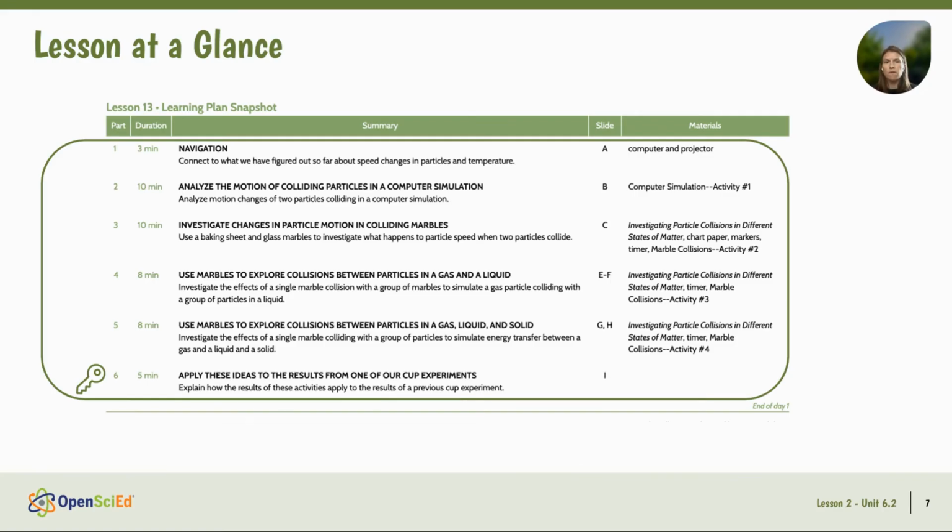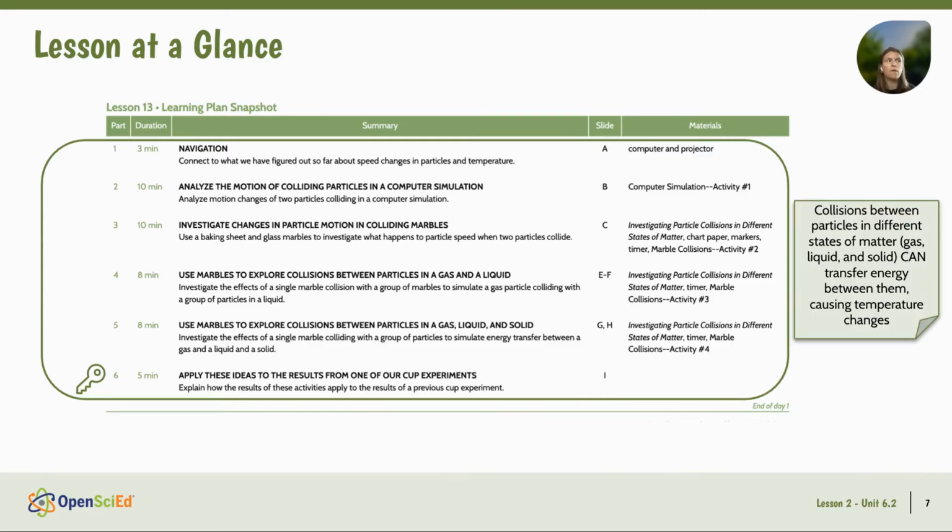Here we're looking at day 1 of this lesson and the first of 2 sense-making loops. We start by looking together at a simulator that is similar to one we used in the last lesson. Then we have a hands-on investigation using baking trays and marbles to investigate particle collisions between solids, liquids, and gases. Then we use what we figured out to explain one of our previous cup experiments. From all this, we figure out that collisions between particles in different states of matter, gas, liquid, and solid, can transfer energy between them, causing temperature changes.